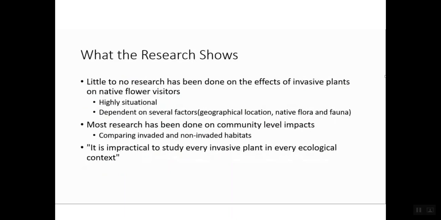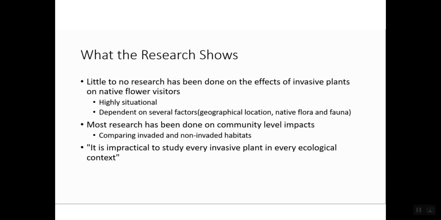Well, what the research shows is a bit unfortunate. There's little to no research that has been done on the effects on the populations themselves, I could say. The reason for this is it's very situational. Every location is different. Every environment is different. The plants, the animals that are there, everything is different. So it's really hard to actually study this thing.